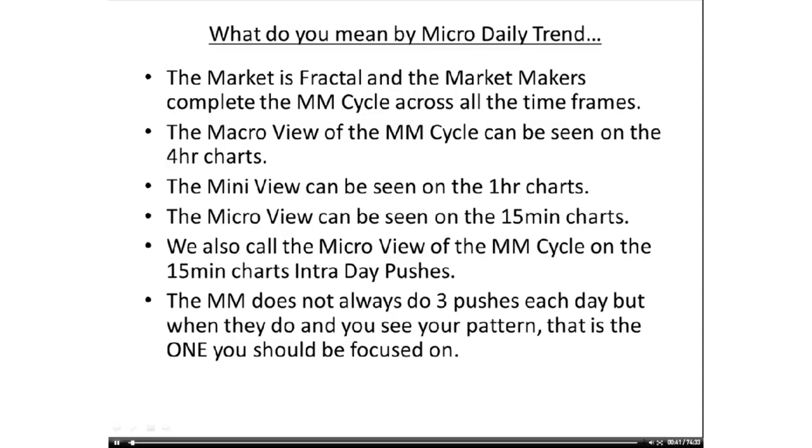All right, so if you think there are only 3 levels on the 1 hour chart, you're wrong. You have 3 levels on the 4 hour chart. You have 3 levels on the daily chart, and so on and so forth. The macro view of the market maker cycle can be seen on the 4 hour chart, which Steve talked about yesterday, the big picture. The mini view can be seen on the 1 hour chart, where we normally like to trade. We like to trade the 1 hour chart, and our entries are usually on the 15-minute chart. And the micro view will be on the 15-minute chart. When I say view, I mean the cycle, the levels, whatever you want to call it.